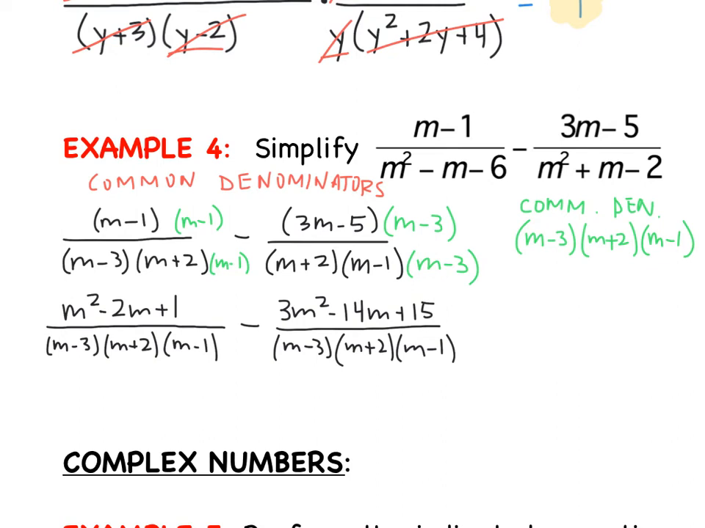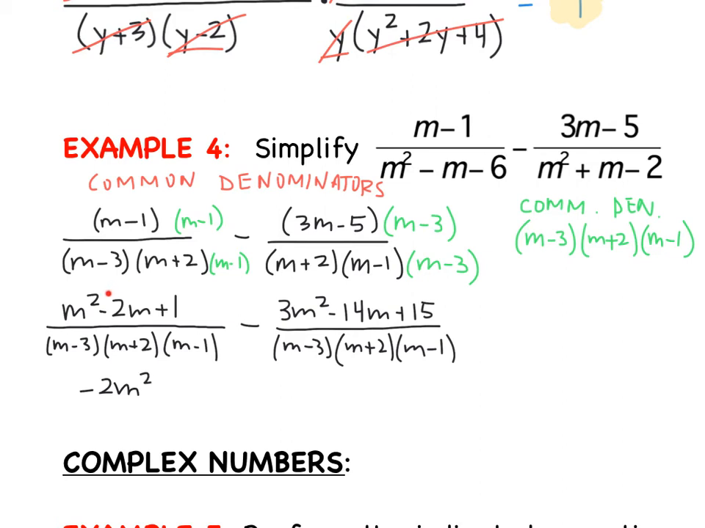Okay, so now we just go through the motion and we combine our numerator. Our denominators are the same. Okay, so now we just combine our like terms. So what we'll get here is we're going to say, okay, we have m squared. Now remember it's minus 3m squared. So m squared minus 3m squared, that is going to get us negative 2m squared.